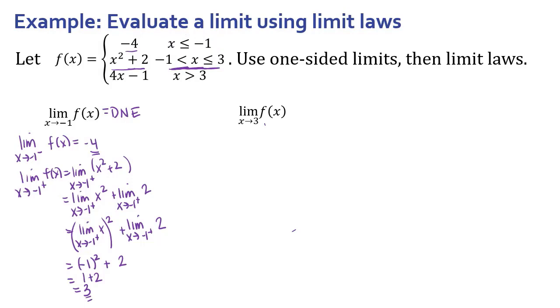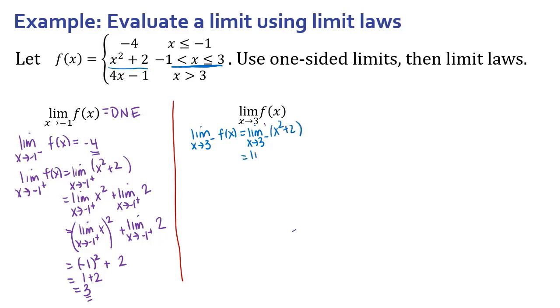Okay, let's see what happens as we're approaching 3. So let's look at this from both the right and the left-hand side. All right, so the limit as x approaches 3 from the left of that function: the numbers that are smaller than 3 are going to come from this piece, which comes from that function, x squared plus 2. So that's going to give me the limit as x approaches 3 from the left of x squared plus the limit as x approaches 3 from the left of 2.